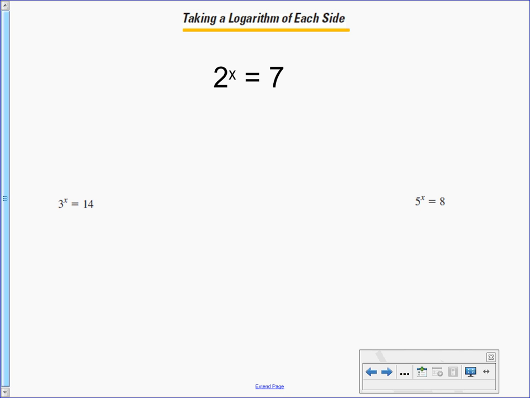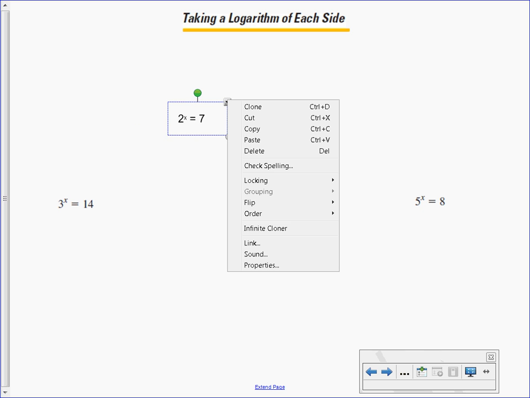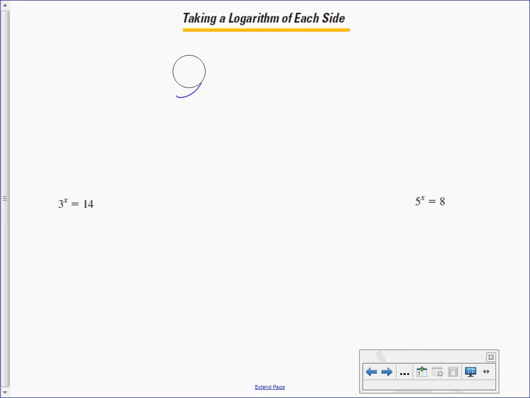But wait, there's more. What happens when you don't have anything going on, no common stuff, like you were just saying? What are you going to do now? This is the same thing as saying 2 to the x equals 7. So that means I have to figure out some way to get the x out of the exponent. Can't do that because I've got a base in front of it.